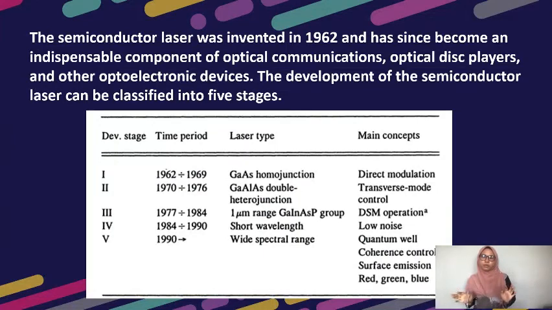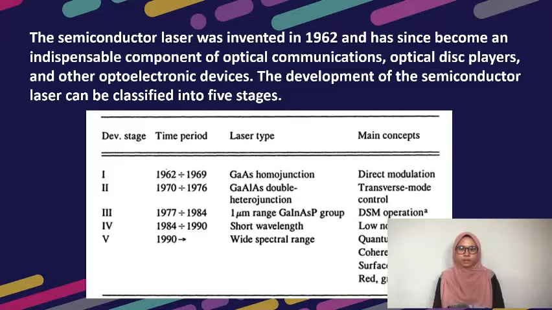Before that, we must know when the semiconductor lasers were invented. They were invented in 1962, hence they have become an indispensable component for optical communication, optical displays, and other optoelectronic devices. In the figure below, it shows the 5 stages of development of the semiconductor laser.